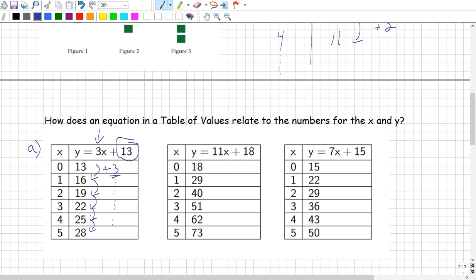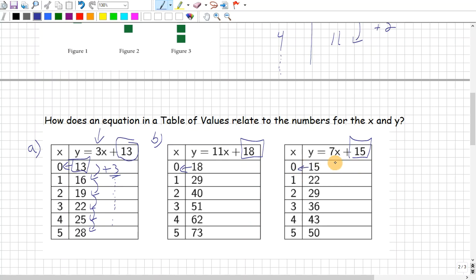What about this 13? Where do you think that comes into place? Well, I can see a 13 right here. And notice that 13 appears when X is equal to 0. Notice over here when X is equal to 0, what value do I have in part B? Well, I have an 18. Where does that show up? Oh yeah, the number by itself over here, which is called the constant. So the constant value in each equation seems to be when the X value is equal to 0. Similarly over here, when the X value is equal to 0, I have a Y value of 15, which shows up right there.